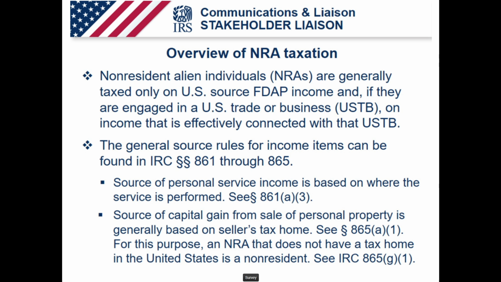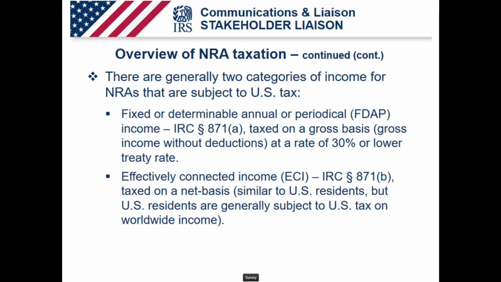For example, income from personal services is generally sourced to the location of where the services are performed. So services performed in the U.S. are generally considered U.S. source, and services performed outside the U.S. are generally considered foreign source. For capital gain from the sale of personal property, such as stock, the source generally is based on the residence of the recipient.